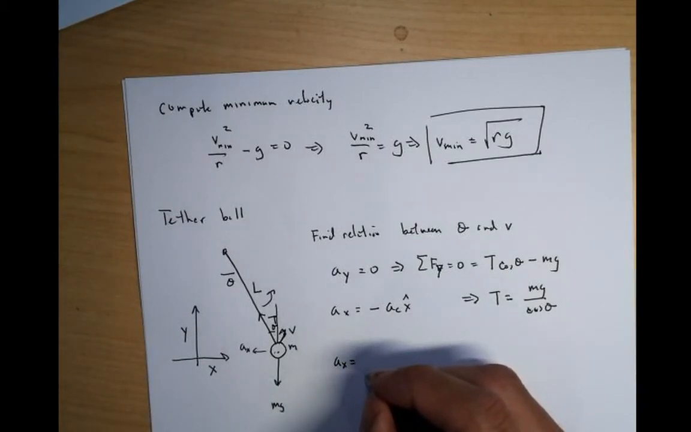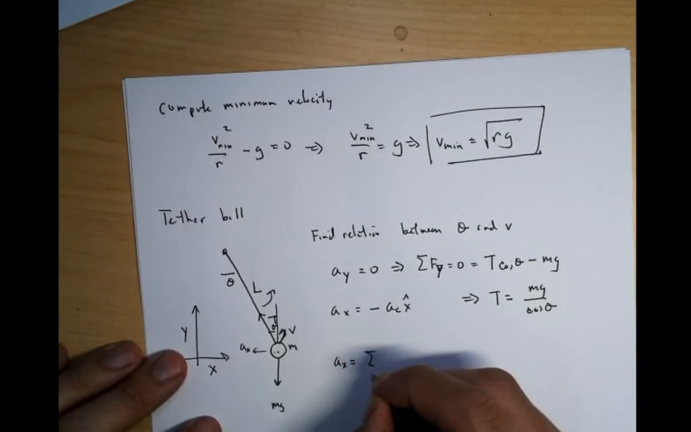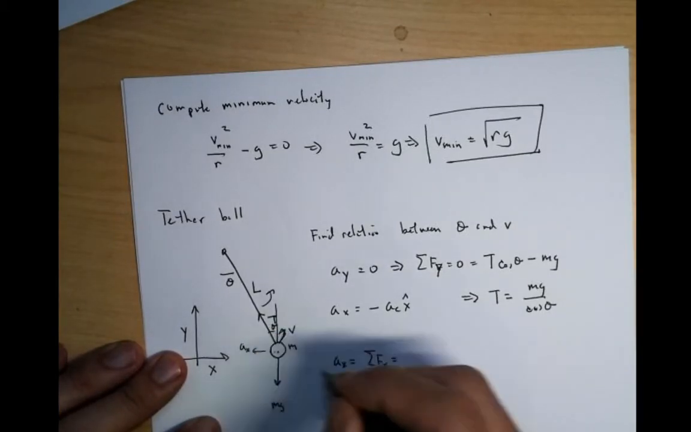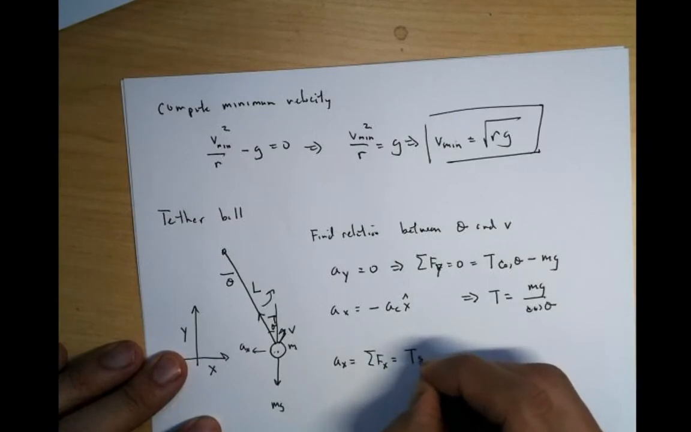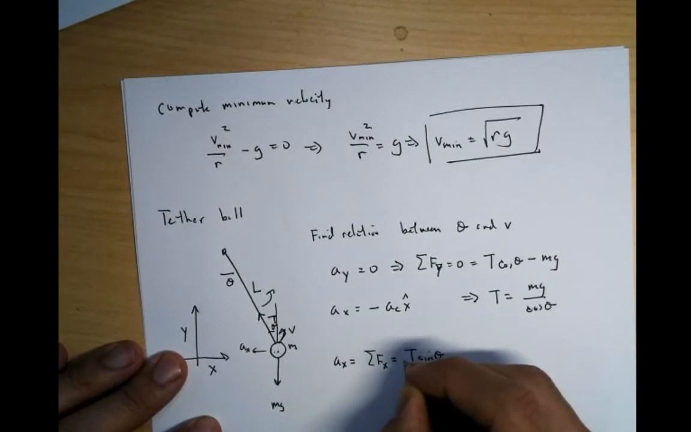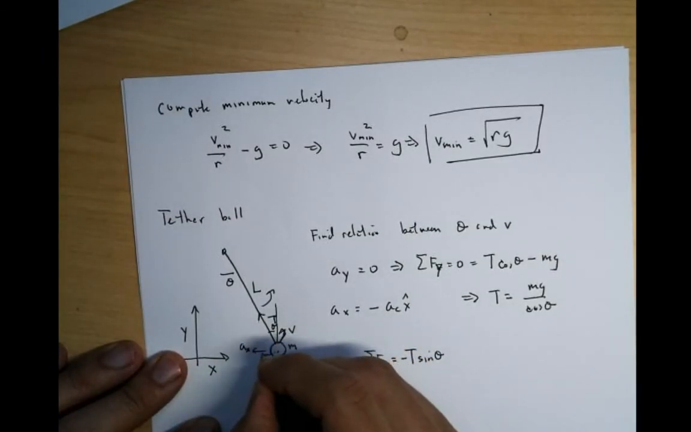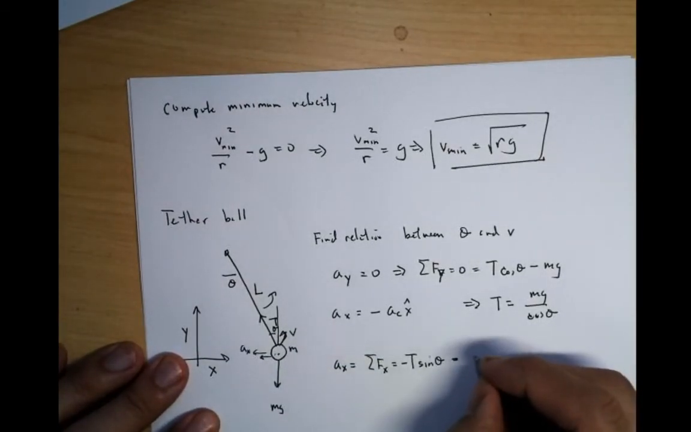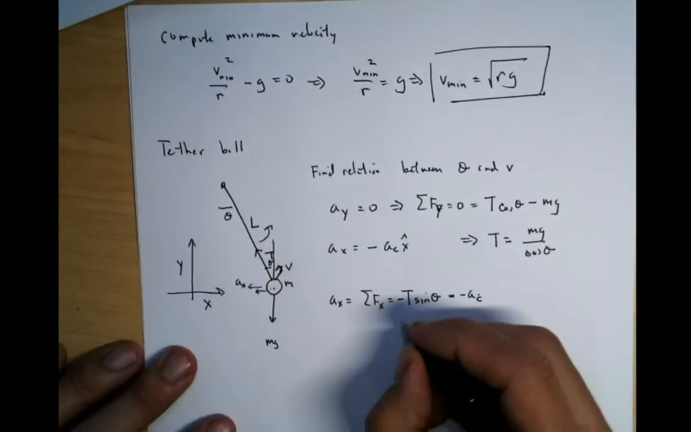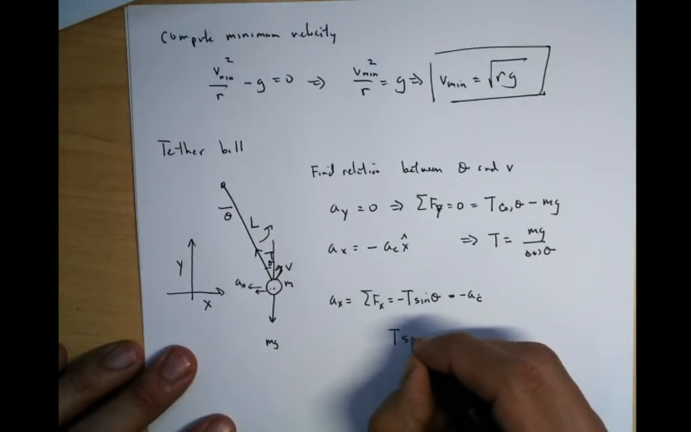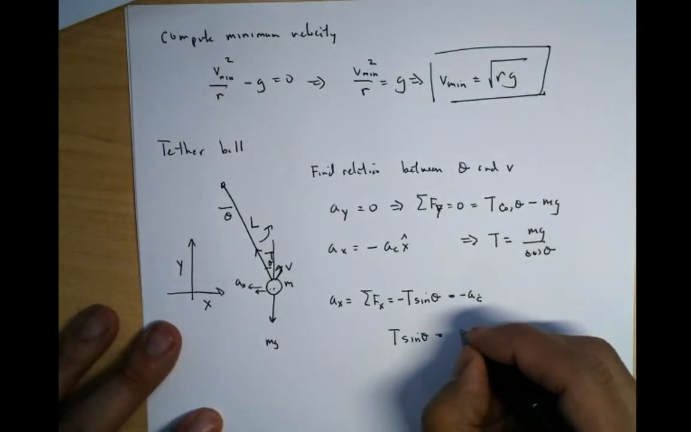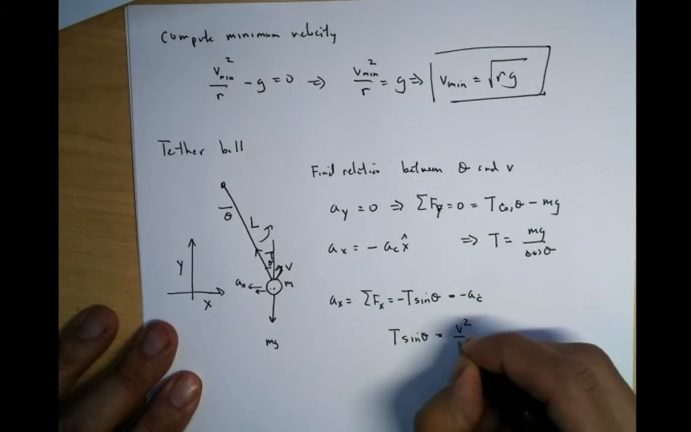That's going to be equal to the sum of the forces in the x direction. There's only one force actually, right? That's just this tension force. Tension times the sine of theta, and of course I have a minus sign because it's pointing in that direction. That's going to be equal to basically A minus AC. So the tension times the sine of theta is equal to AC, which is V squared over R.